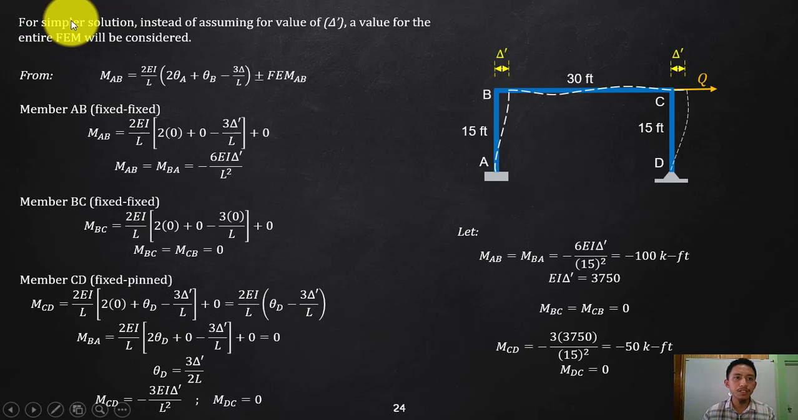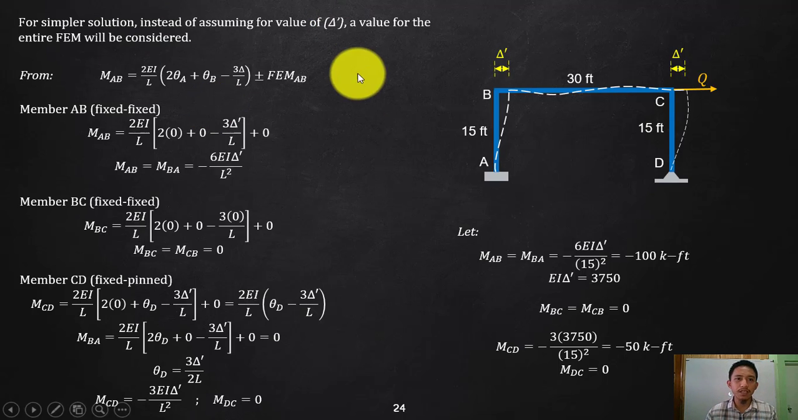But okay, for a simpler solution, instead of assuming a delta... you can assume your delta. However, it will be a little bit hard for us to assume. It is simple, but it will have a little more solution than if we do this. If you try to assume a delta, you need to consider that it is a very small number, isn't it? Let's say if you are in kip-feet, then your deflection should only be in inches and so on. If it is in meter, kilonewton, that deflection should be only millimeters.